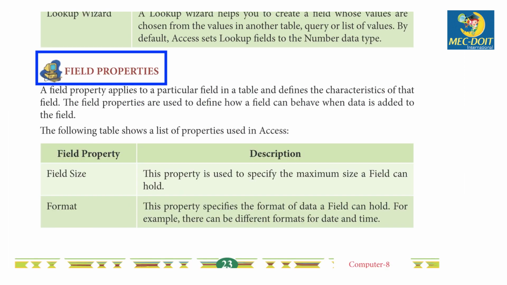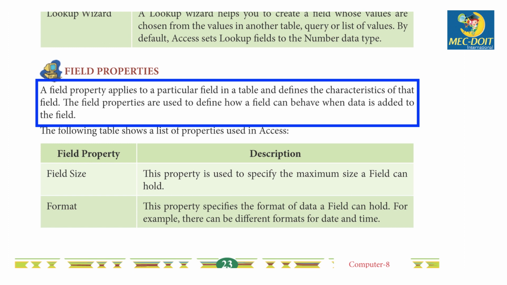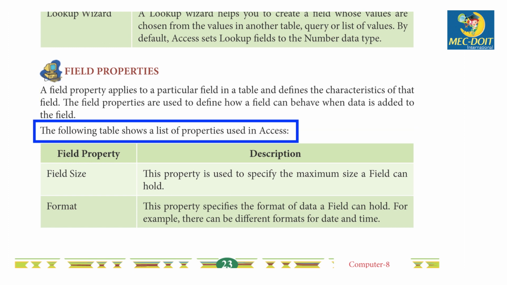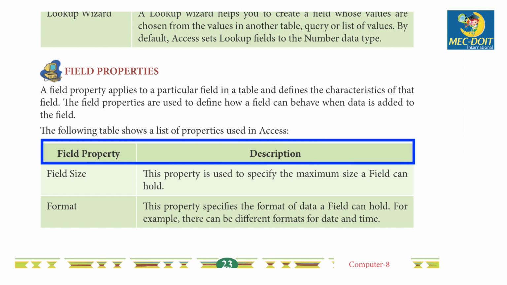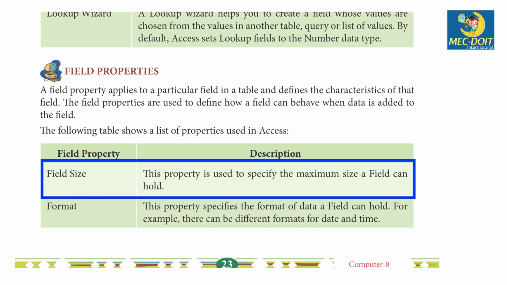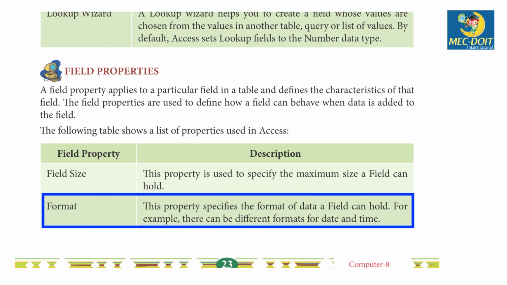Field properties. A field property applies to a particular field in a table and defines the characteristics of that field. The field properties are used to define how a field behaves when data is added to the field. The following table shows a list of properties used in Access. Field size: this property is used to specify the maximum size a field can hold. Format: this property specifies the format of data a field can hold. For example, there can be different formats for date and time.